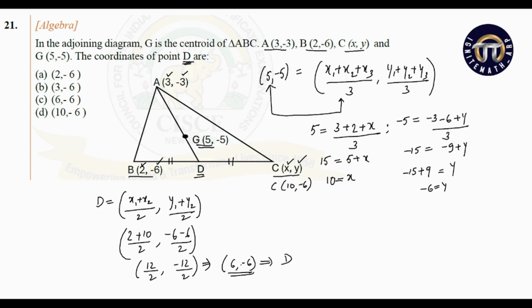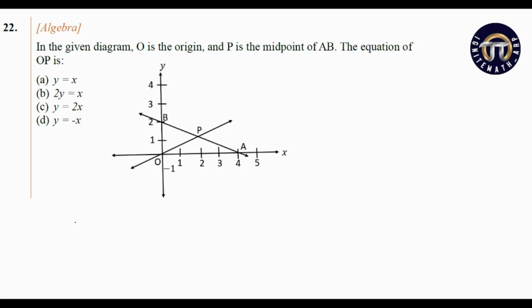So what is the answer over here? Plus 6 comma minus 6. So the answer is 6 comma minus 6, that is option number C. Clear children? So let's proceed with the next question, that is question number 22.